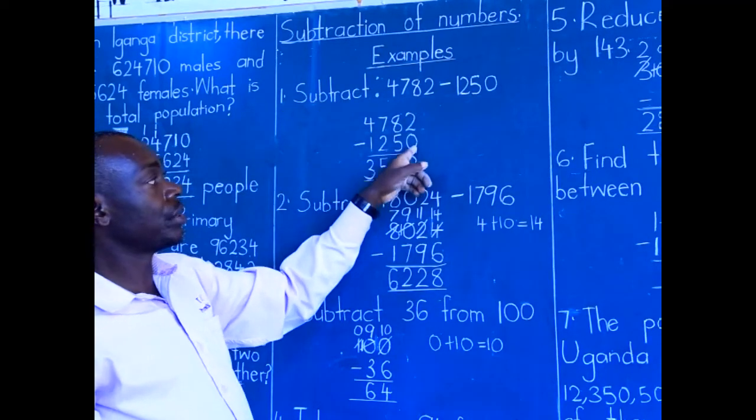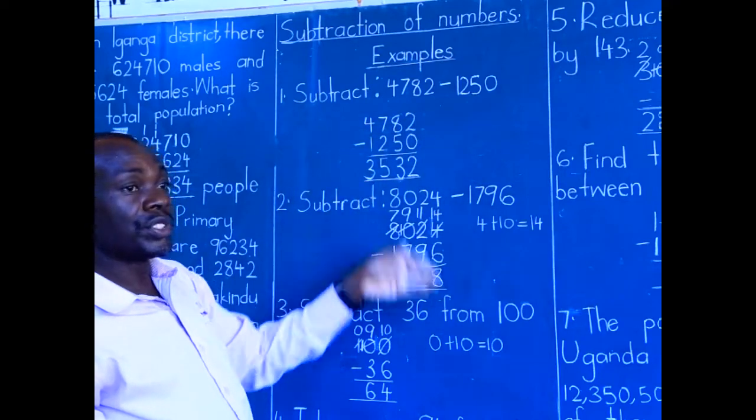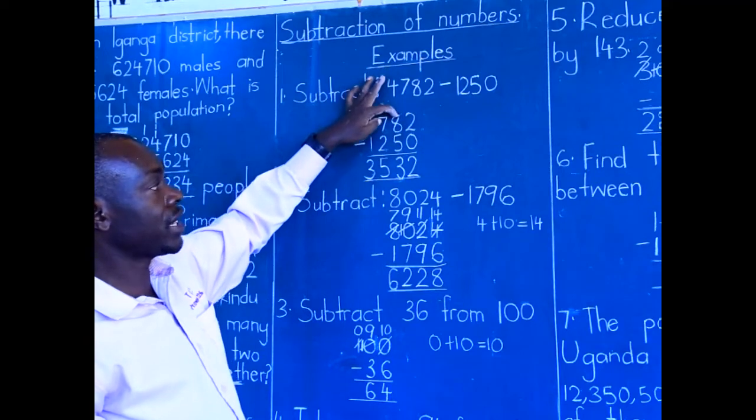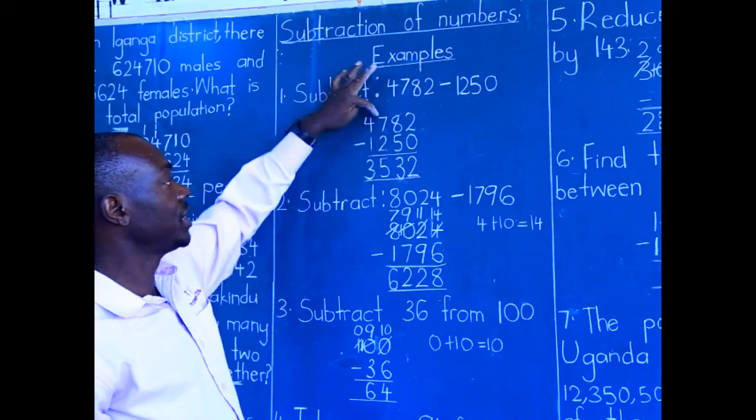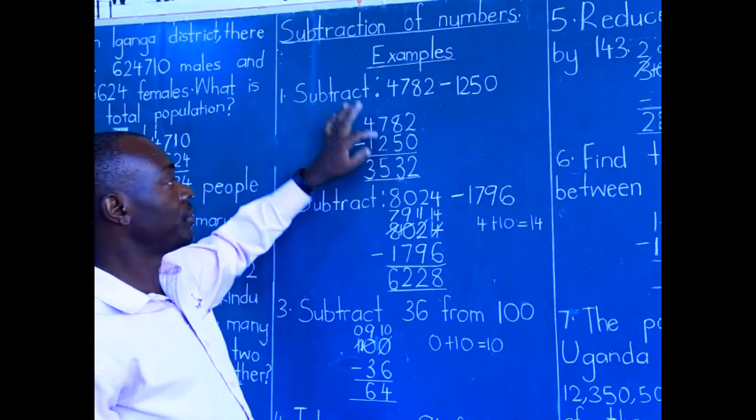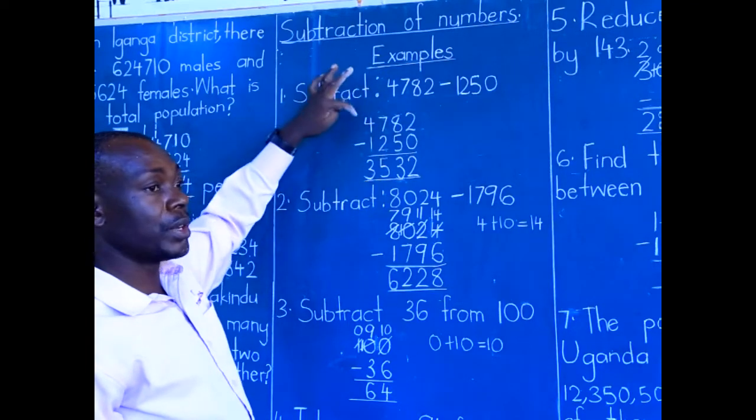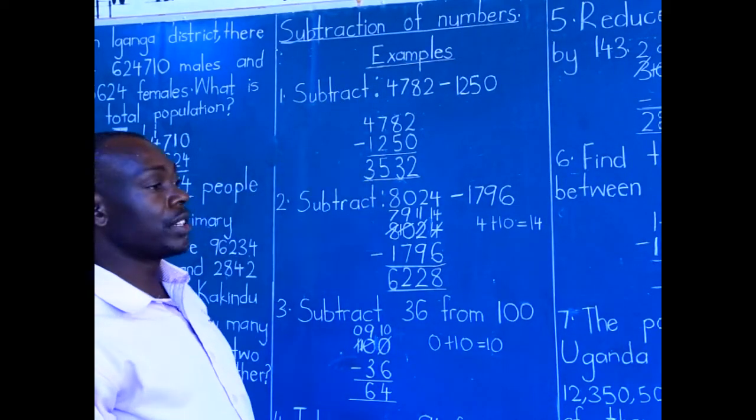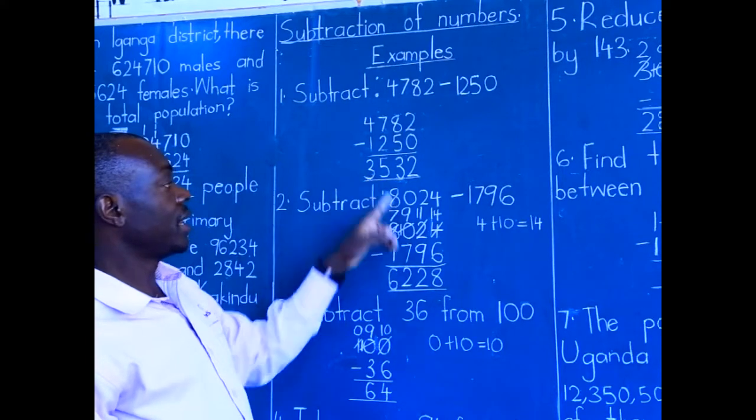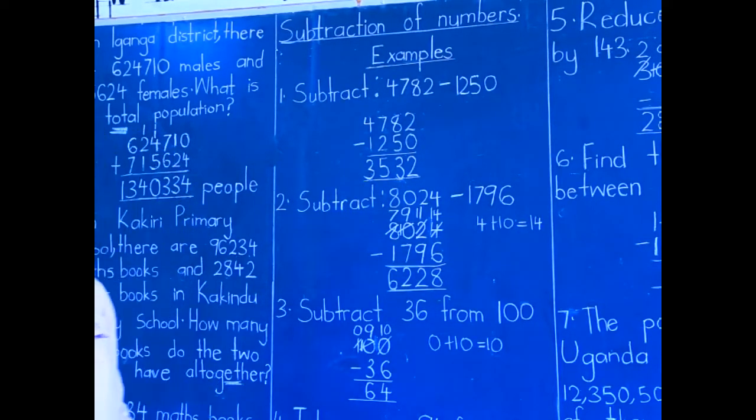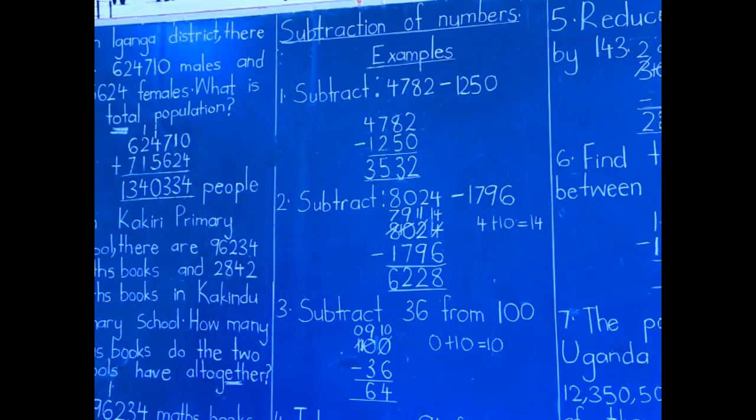Now 2 minus 0, the fact being that 2 is greater, we subtract normally and get 2. 8 minus 5, 8 is greater, subtract normally, get 3. 7 minus 2, 7 is greater, subtract normally and get 5. And here 4 minus 1, 4 being greater, subtract normally and get 3. So this one did not call for any borrowing, and the answer is 3,532.